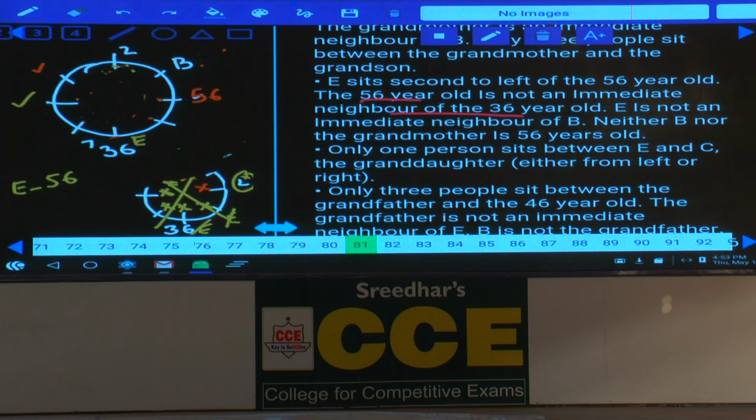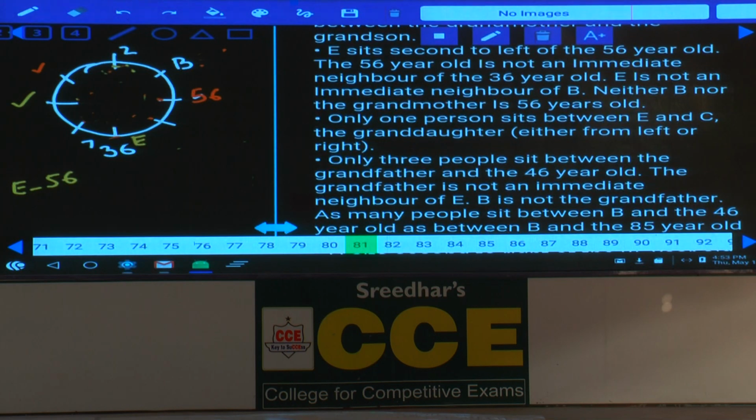The next one. Now this E, 36-year-old, is the 7th position. 7th position means that person is the grandson. 7th position we have given to whom? Grandson. Then E is not an immediate neighbor of B. Neither B nor the grandmother is 56-year-old. Only one person sits between E and C. C is the granddaughter. Now who is that granddaughter here? C is the granddaughter.